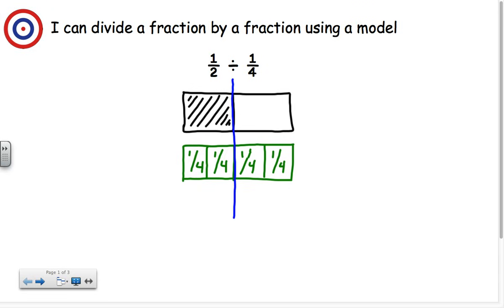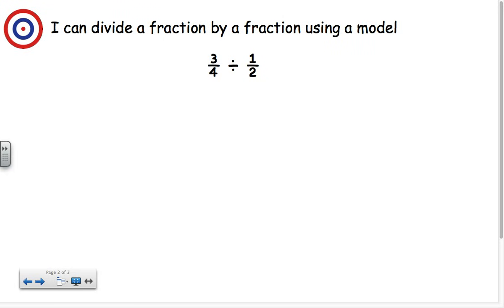So here is half, and what you can see is that this is a quarter size group, that's one, and this is another quarter size group. So I can show using a model that if I take 1/2 and divide it up by 1/4, or how many 1/4 size groups can I get out of 1/2, I end up with 2. All right, let's go ahead and try another one.